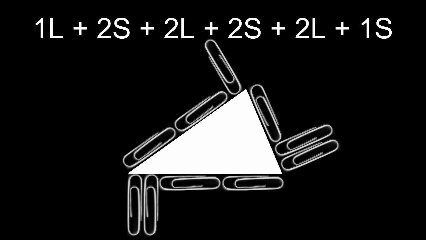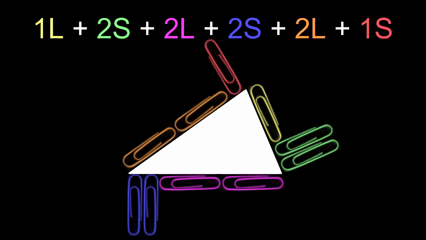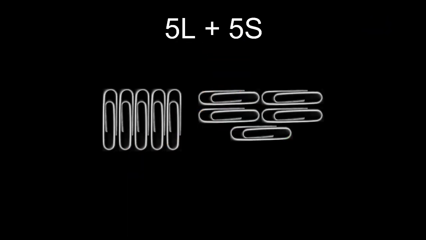In the end, it is easy to see that the perimeter of this triangle can be expressed as 1L plus 2S plus 2L plus 2S plus 2L plus 1S, or in simpler terms, 5 longs and 5 shorts.